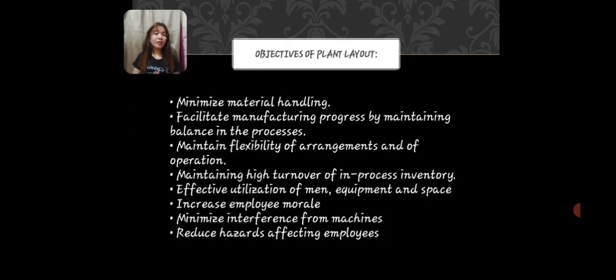Next is objectives of a plant layout. So, may objectives ang plant layout. Una dito is minimize material handling, facilitate manufacturing progress by maintaining balance in process, maintaining flexibility of arrangement of operation, maintaining high turnover of in-process inventory, and effective utilization of main equipment and space. So, mahalaga yung utilization ng equipment. Increase employee morale. Pinaka number 1 sa isang trabaho yung morale. Next is minimize interference of raw machine.